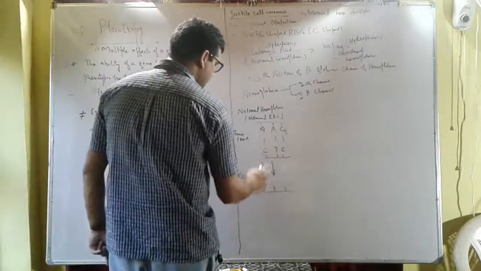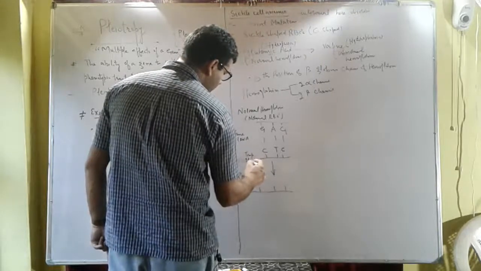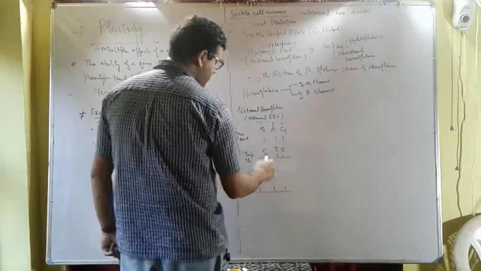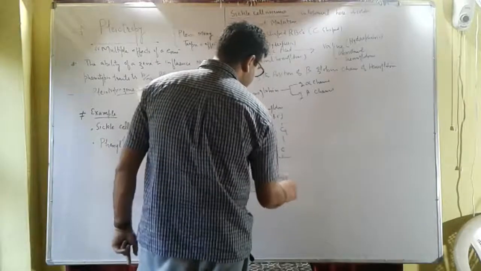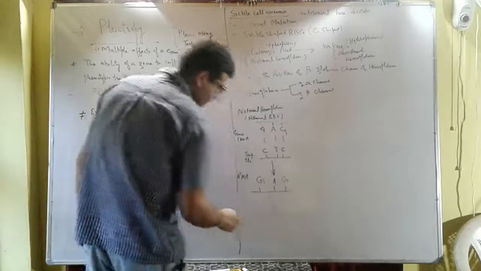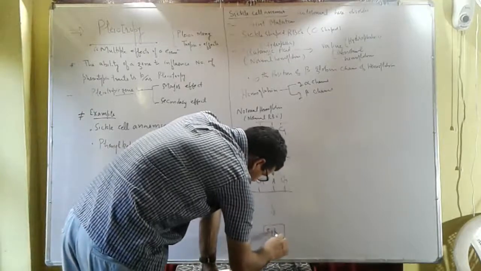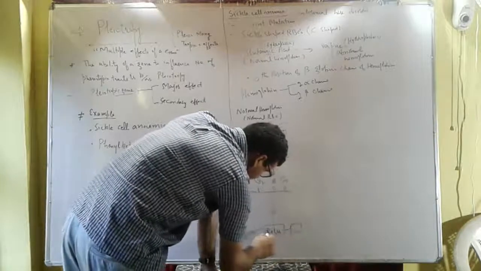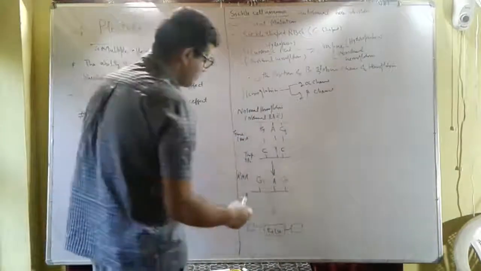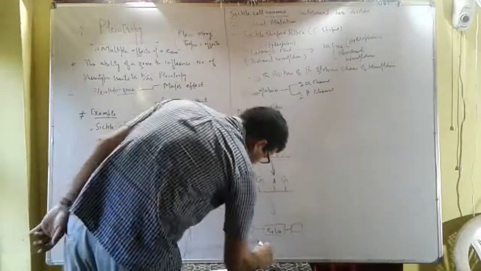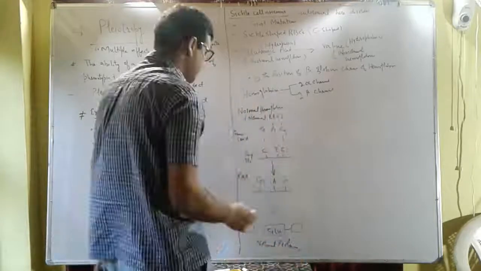So we have C, this is the template strand. G pairs with C, C pairs with G, T pairs with A, and C pairs with G. Then there is glutamic acid at the 6th position. This is the normal protein, normal hemoglobin, we can say that.